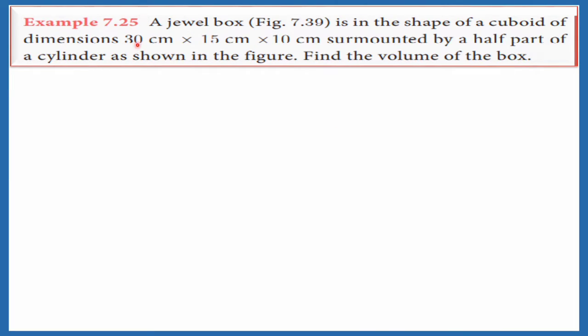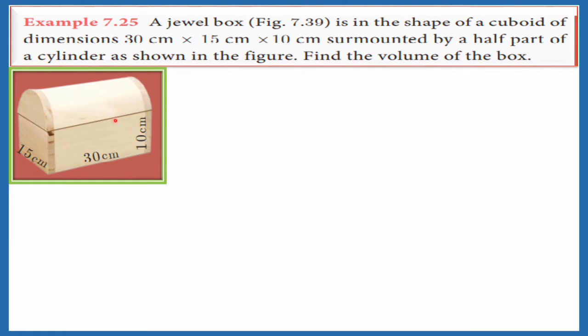Example 7.25. A jewel box is in the shape of a cuboid of dimension 30 centimeter, 15 centimeter, 10 centimeter, surmounted by a half part of a cylinder as shown in the figure. See the diagram. A jewel box is in the shape of a cuboid surmounted by a half part of a cylinder. Only half of the cylinder is taken. Find the volume of the box.